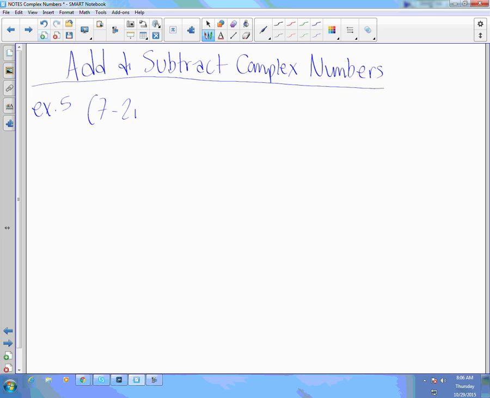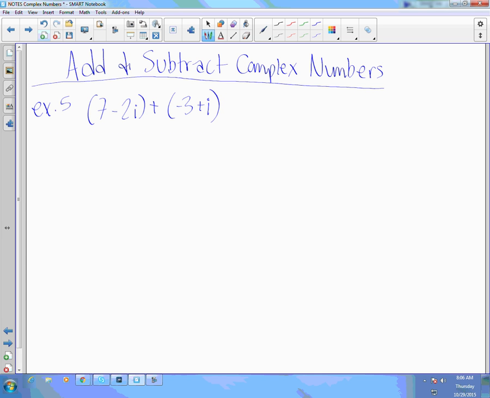Example 5. 7 minus 2i plus negative 3 plus i. These are two different complex numbers. The first one in parentheses is a complex number because there's a real piece and an imaginary piece, right? You see the real part and the imaginary part? The second one is a complex number. Does it have a real part and an imaginary part? Yeah, negative 3 is real, i is the imaginary.